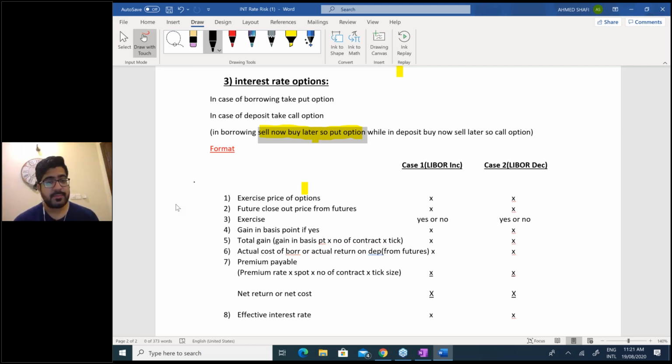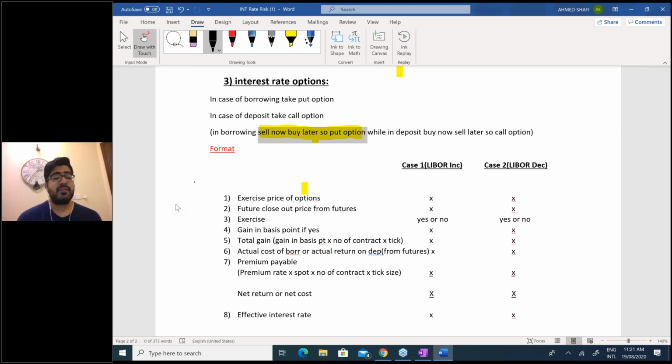Then you need to write in step 6 actual cost of borrowing or actual return on deposit. Just copy paste it from futures. Actual cost of borrowing or actual return on deposit is already calculated from futures. Just copy paste it. And in the last step, you need to take the premium payable, because obviously when you follow options, in options you pay premiums as well. Okay, formula of everything is given. Again, you get net cost or net return depending on borrowing or deposit case. And finally, convert your answer into percentage effective rate. I have already told you the formula of effective rates above.